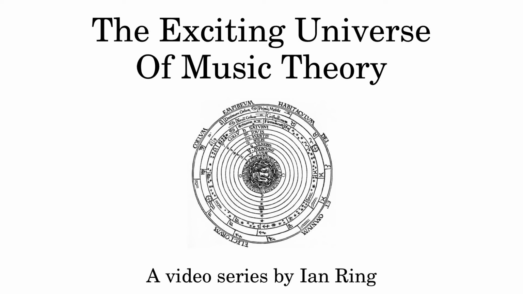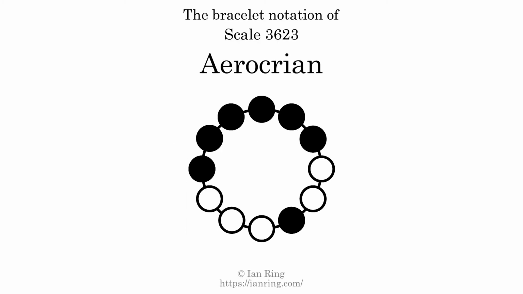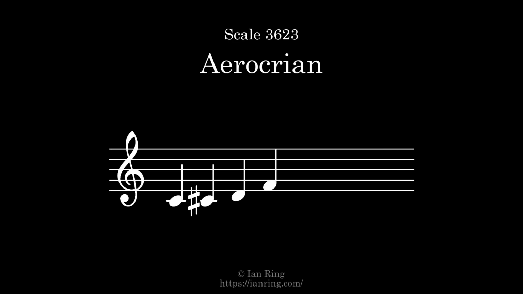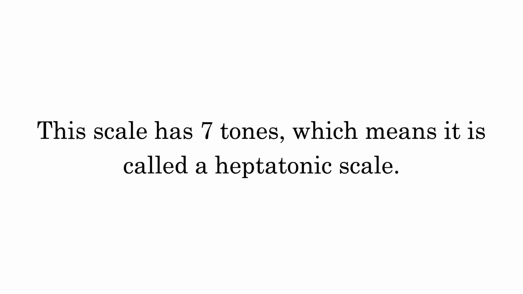Welcome to the exciting universe of music theory. Are you ready to learn? Then let's begin. Today we will talk about Scale 3623, Aerocrian, which sounds like this. This scale has 7 tones, which means it is called a heptatonic scale.